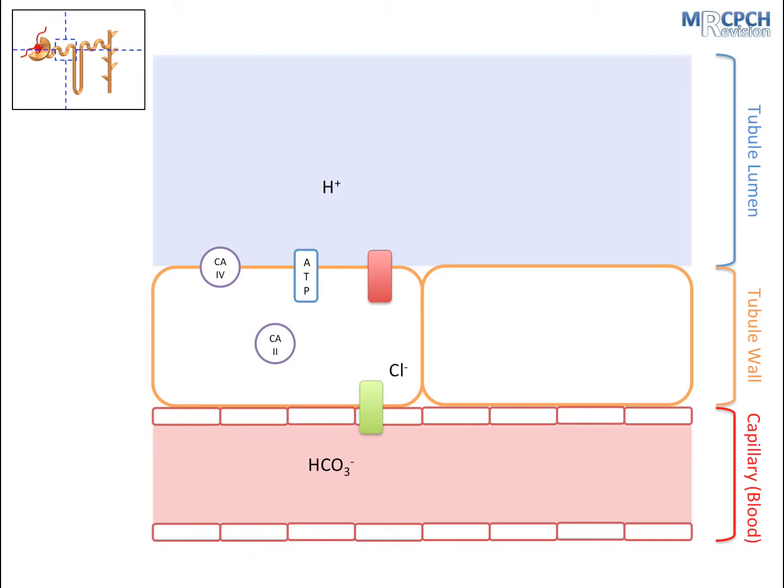So the first one, there is a proton pump, an ATPase that actively secretes hydrogen ions into the tubular lumen. Sodium is also freely filtered, and there is a sodium-proton exchanger on the luminal surface, and the remaining protons are exchanged for sodium. The bicarbonate is then absorbed back into the circulation, and the protons are excreted in the urine.